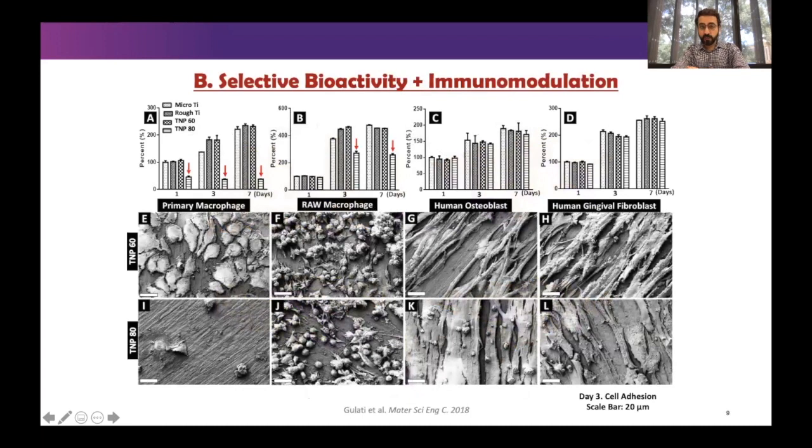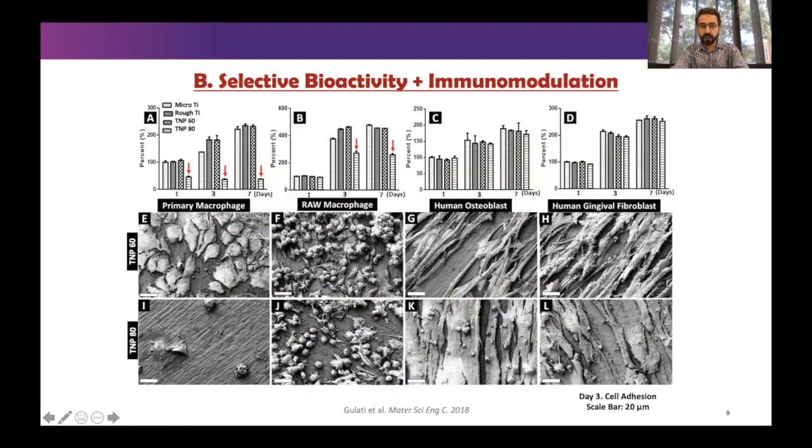We cultured different cells onto the surfaces of nanopores as well as controls of micro and rough titanium. For the macrophages, you can see just by tuning the diameter of the nanopores, the TNP60 and TNP80, we can significantly reduce the proliferation of macrophages, whereas the proliferation of human osteoblasts and gingival fibroblasts was maintained over time.